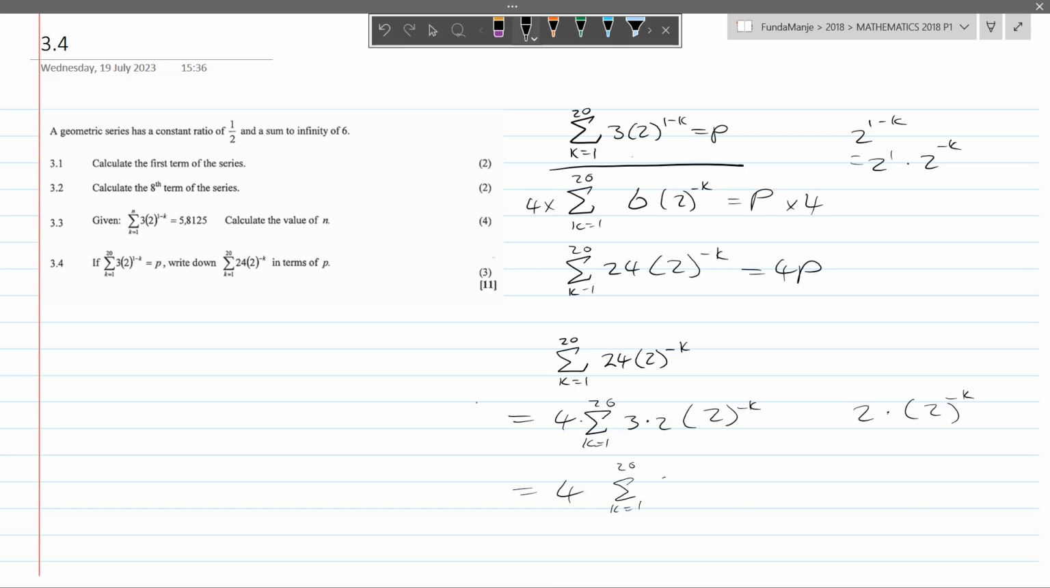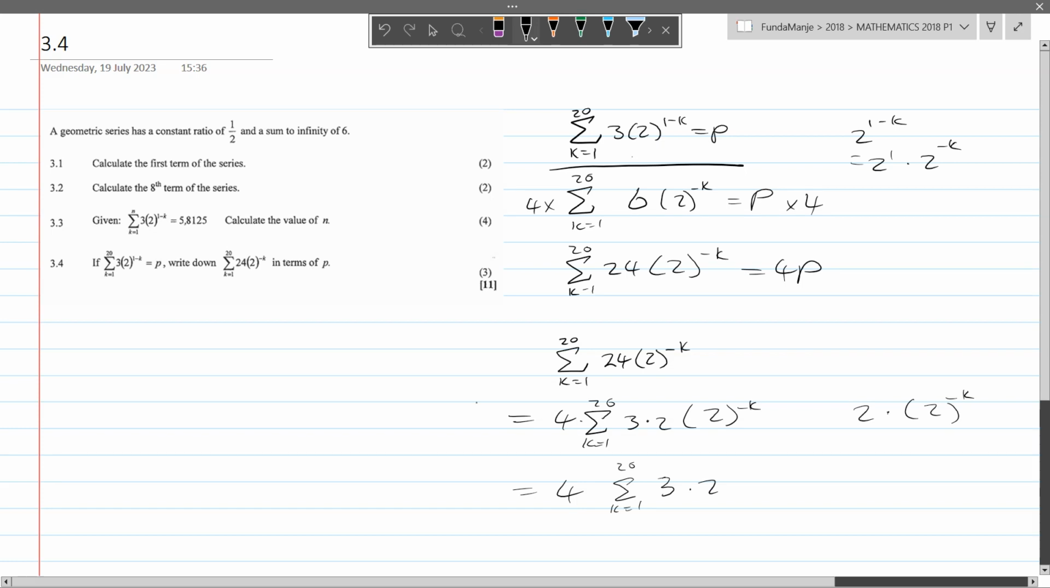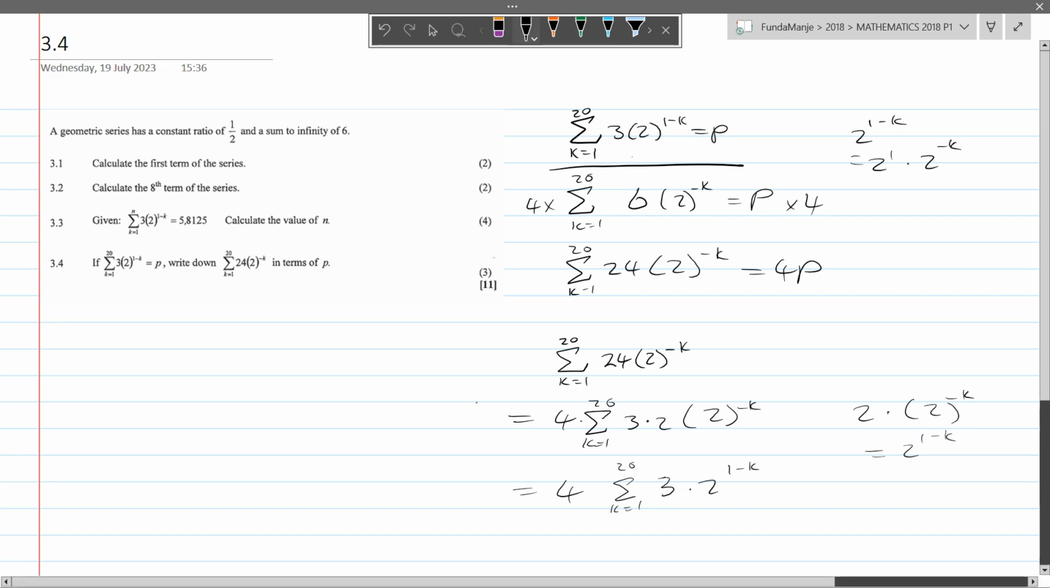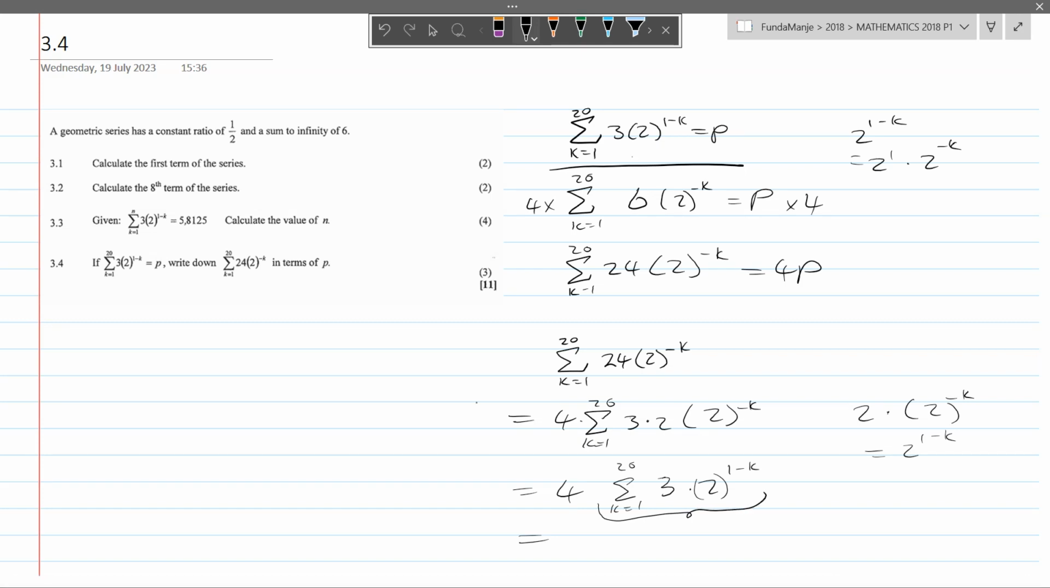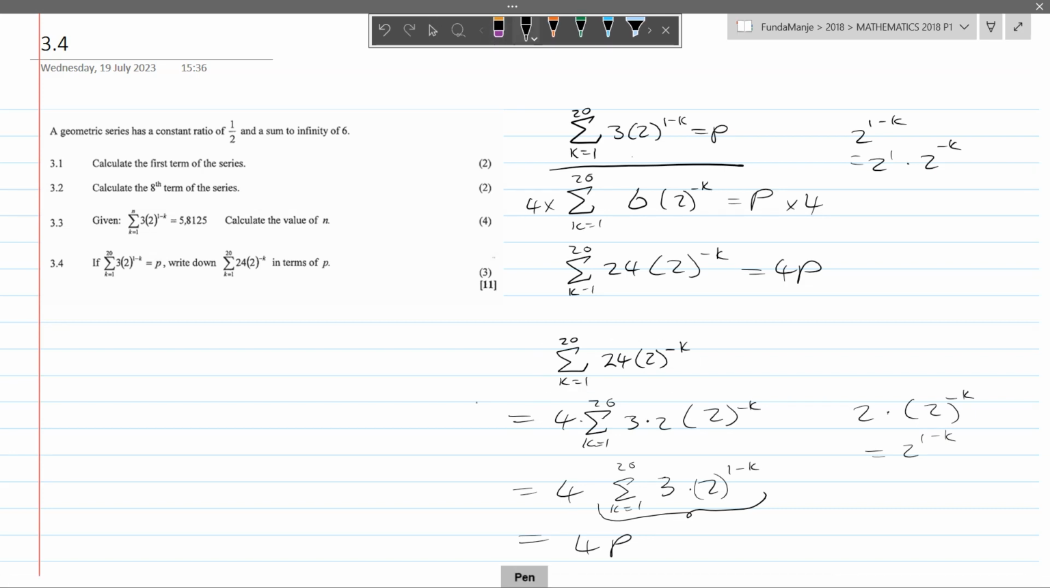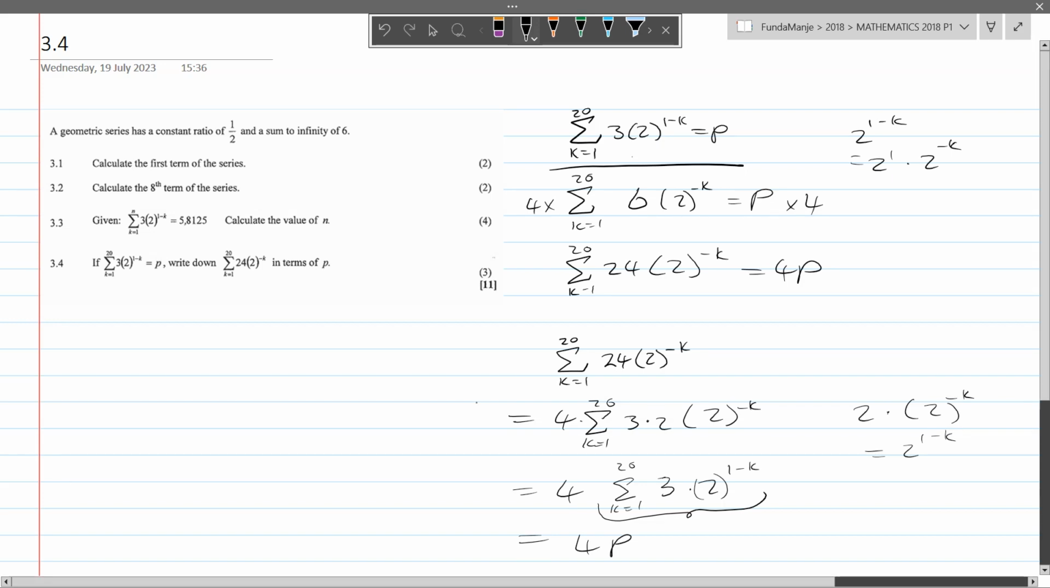So 2 multiplied by 2 to the minus k will just give us 2 to the power of 1 minus k, like that. So this will give us 2 to the power of 1 minus k, and we can put the 2 in brackets, and we know that this expression is p. So our answer will be equal to 4p. Therefore, we express this in terms of p, and again we get the same answer. It will be equal to 4 times p.